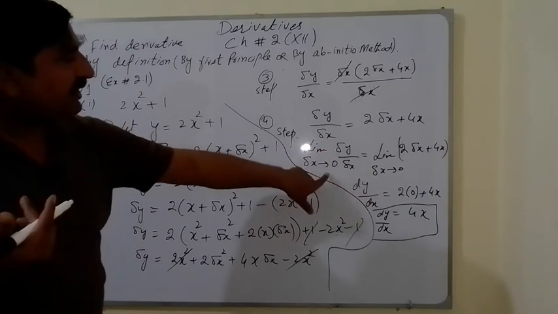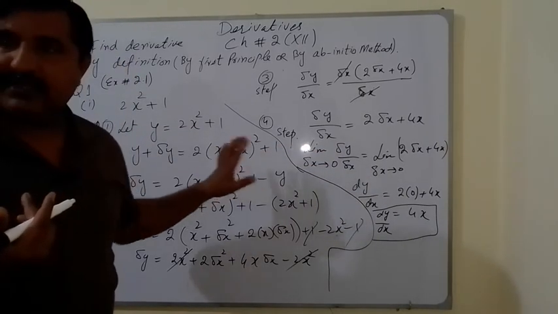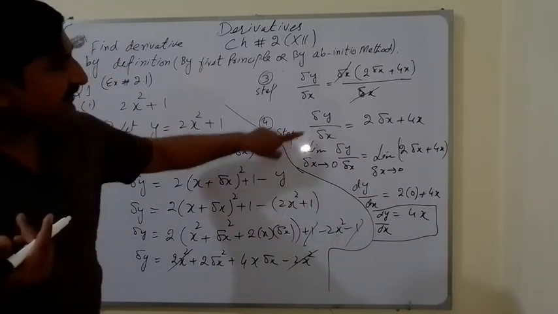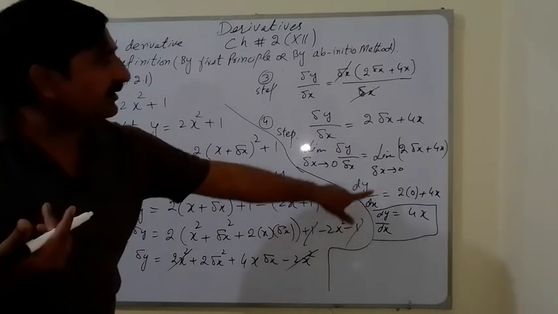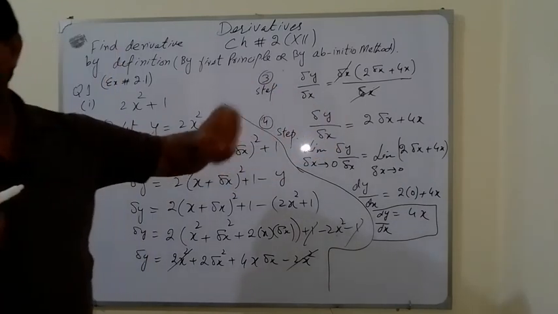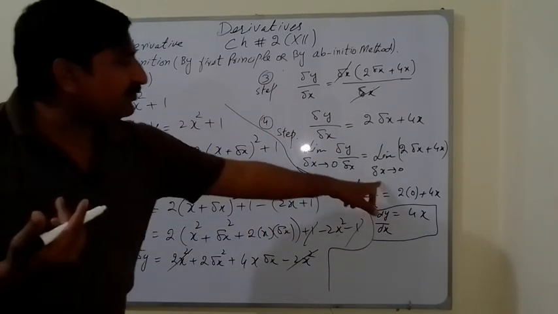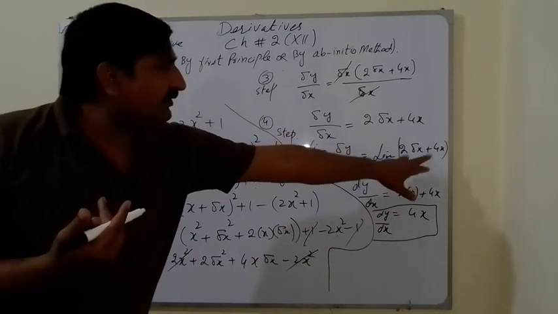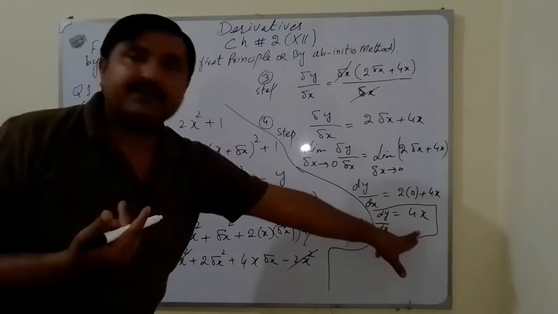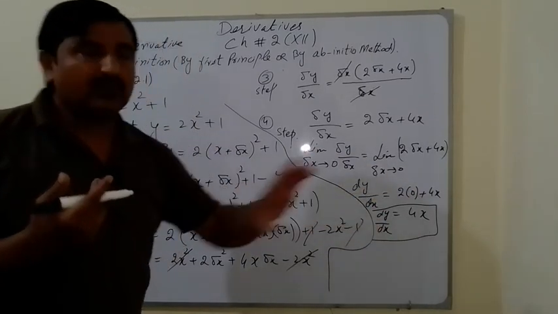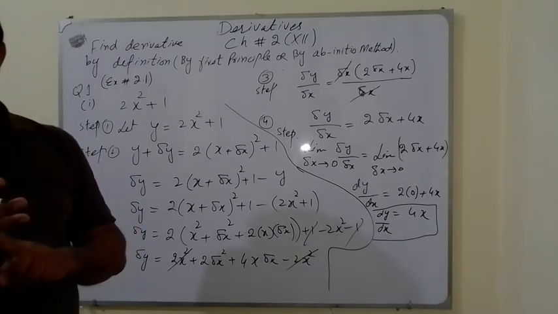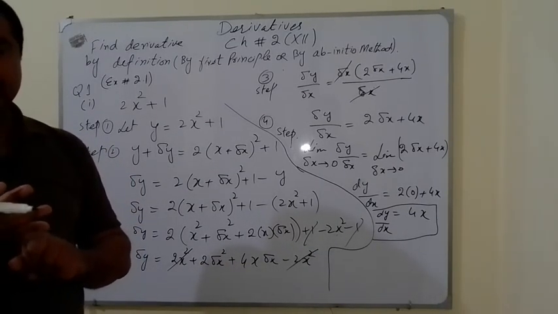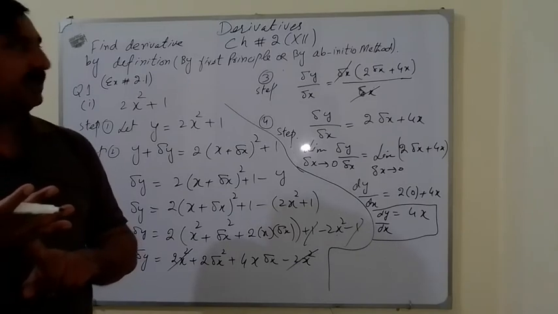Whenever we apply the limit on both sides, on the left hand side this is the definition of the derivative, so it becomes dy over dx. On the right hand side, the value of del x definitely becomes 0, because when you put the limit delta x goes to 0, the remaining value is left, that is 4x in this question. So overall, we have to apply 4 steps for the solution of the derivative by the first principle or by the definition.